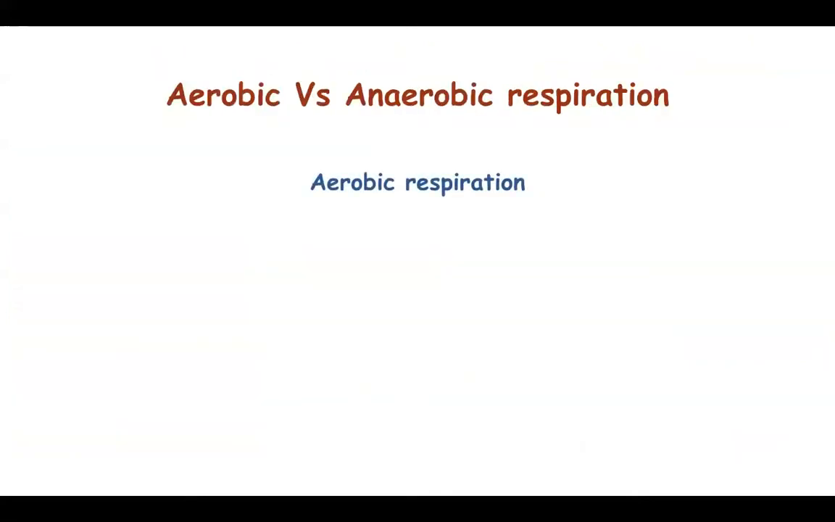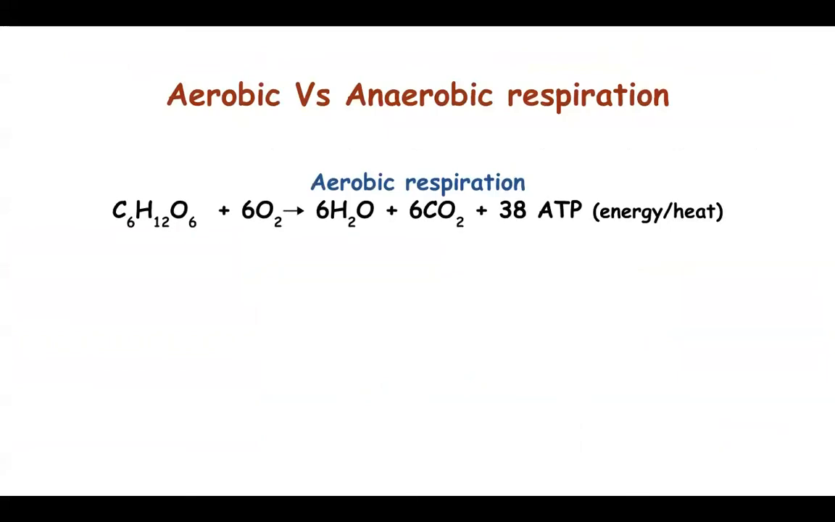Now we have aerobic and anaerobic respiration as the two types of respiration. So what is aerobic respiration? Aerobic respiration is the respiration which occurs in the presence of oxygen. So here oxygen reacts with glucose to produce water, carbon dioxide and 38 moles of ATPs. It's a large amount of heat energy produced by every molecule of glucose.